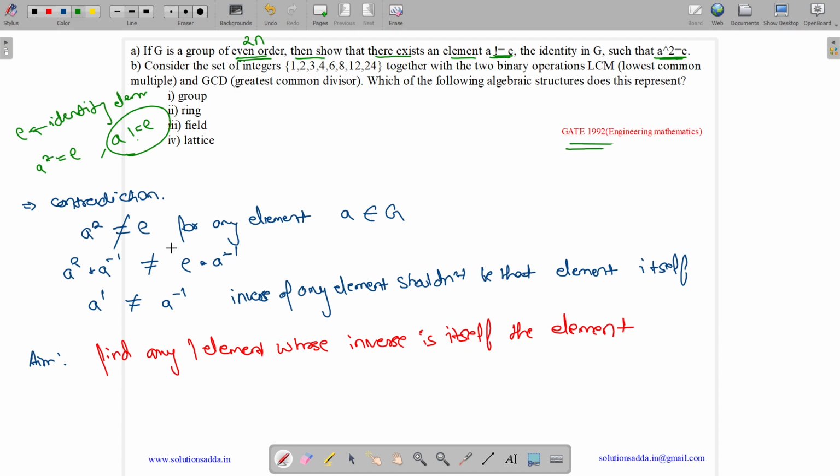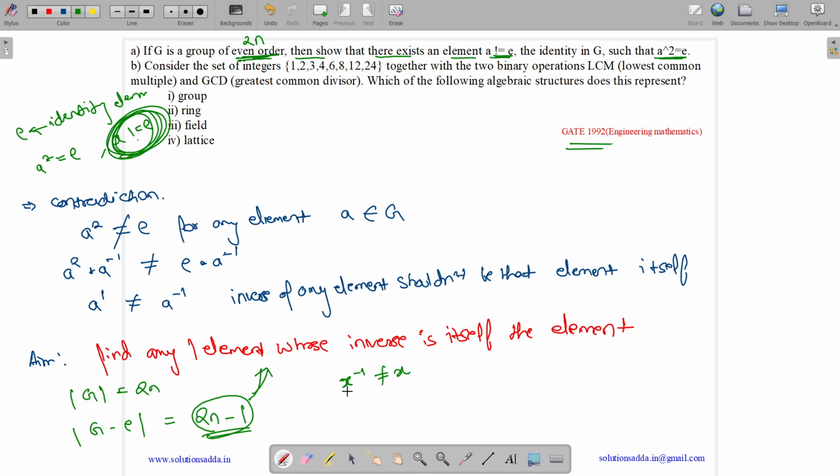So how will we do this? G is a group of even order, so let us assume the number of items in G is 2n. Now take the identity out of this. If we take G minus E, why do we take the identity out? Because we know A shouldn't be equal to E. So we just have 2n minus 1 items. We need to deal with these 2n minus 1 items and find an item whose inverse is that item itself. Let us assume we got an item x such that x inverse is not equal to x, which means it is satisfying our contradiction.